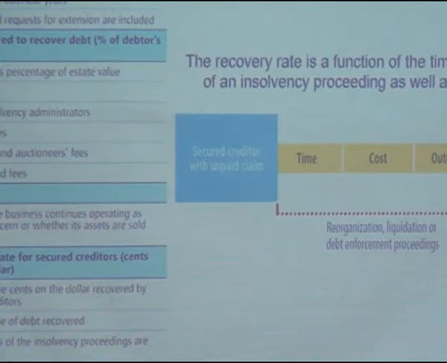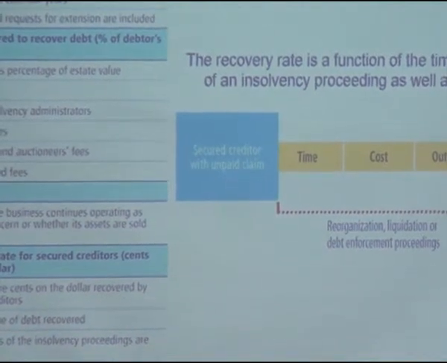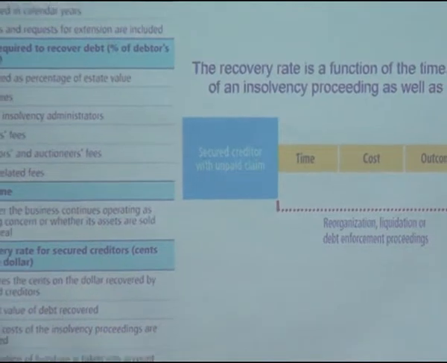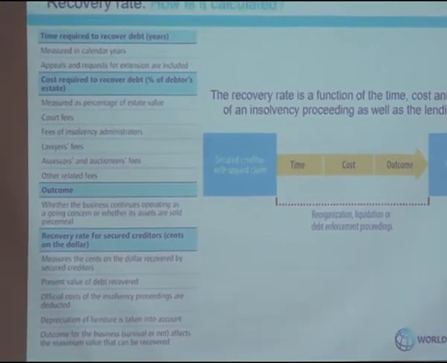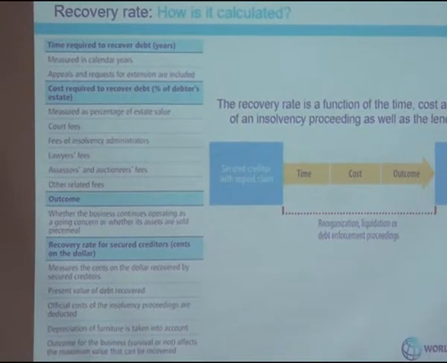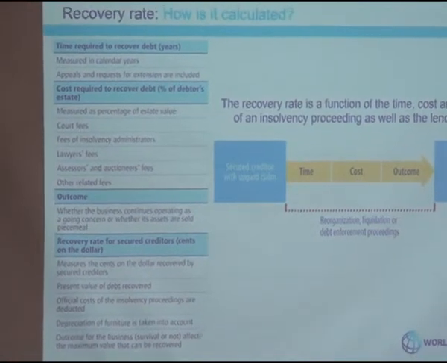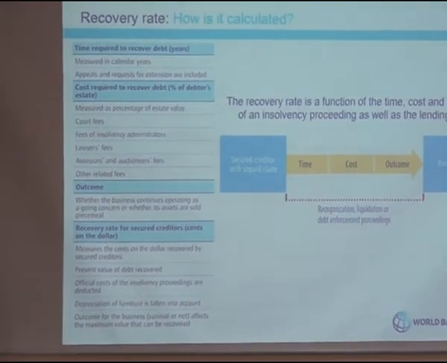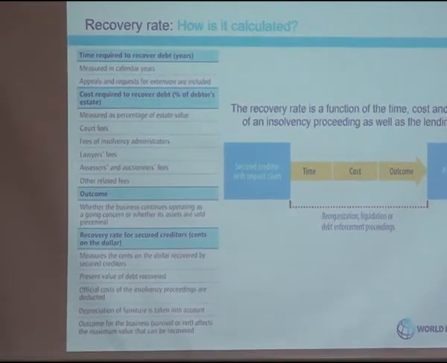So let's talk a little bit more about the recovery rate and how it's calculated. Again, in general, the recovery rate is going to include the time, the cost, and the outcome to go through either reorganization, liquidation, or foreclosure proceedings. And here we're talking about what would happen to secured creditors. The time is measured in calendar years. So it's not calculated based on days, it's only based on years. We also take into account any appeals or requests for extensions that are normally done within such procedures in an economy.